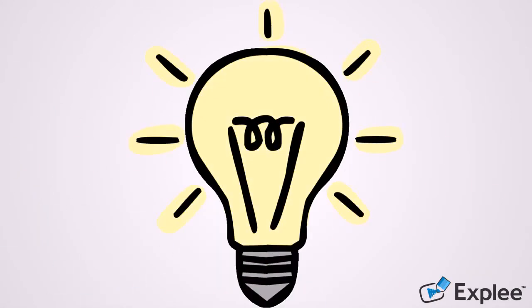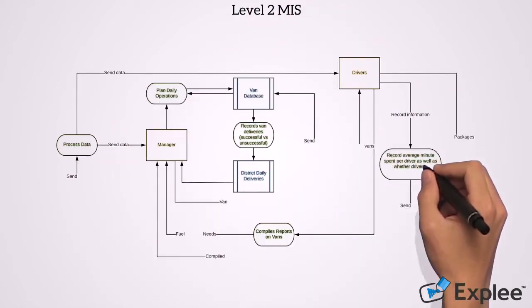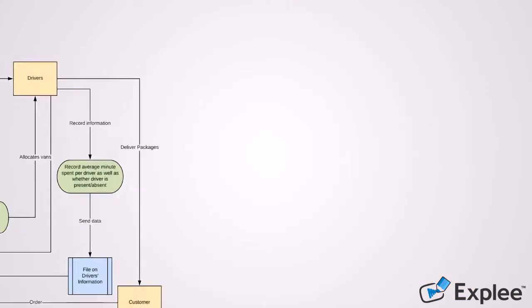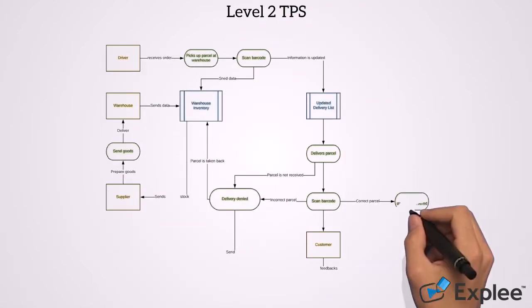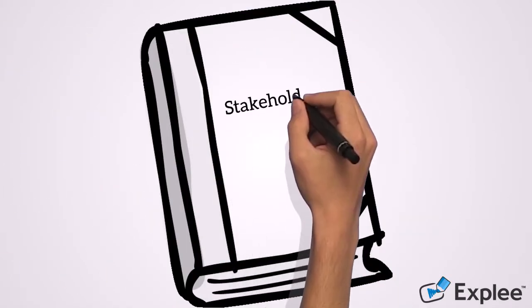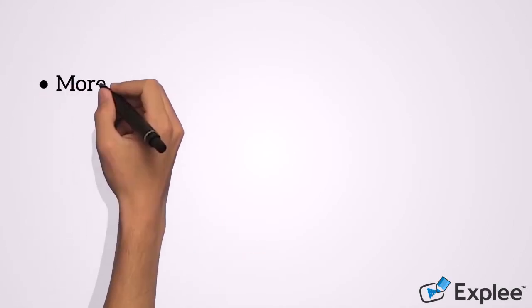Inspired by our level 1, we constructed a separate level 2 DFD for both MIS and TPS. These are more detailed. The level 2 DFDs aim to portray the specific and complete flow of information and data. However, after completing our stakeholder analysis, we recognized the need for improvement for our DFDs to be more comprehensive.